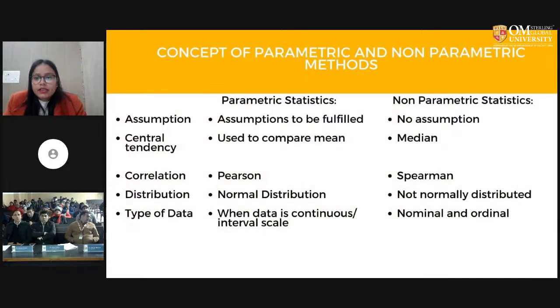Previous slide. Yes. This particular non-parametric statistics is based on the concept of median, and the non-parametric statistics will only be followed when the distribution is not normally distributed. And in this type of statistics, the type of data can be nominal or ordinal. Next slide, please.